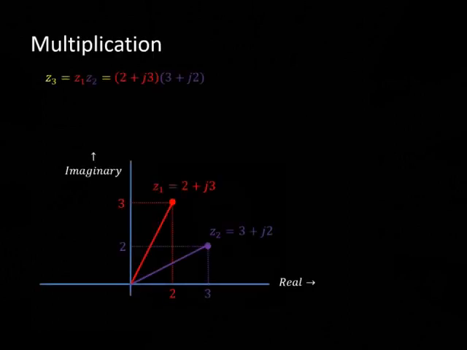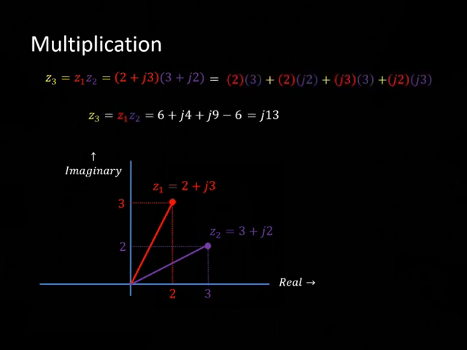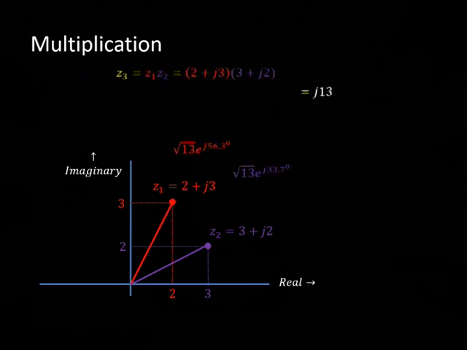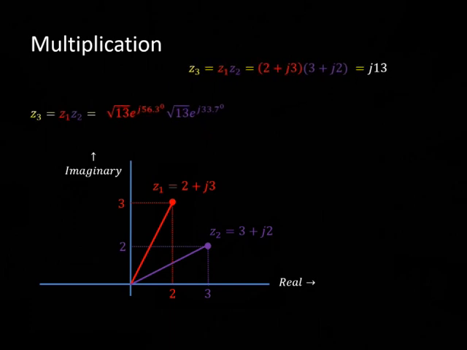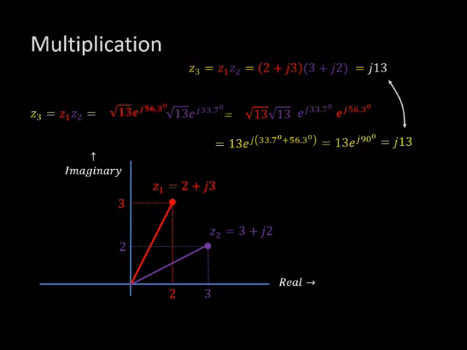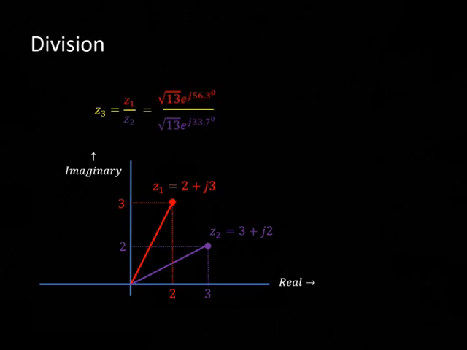Multiplication of complex numbers can be done in the rectangular form. Note that j squared is equal to -1, and we can also perform the multiplication in polar form where the magnitudes multiply and the phases add. Note that we obtain the same result as before. Here is the division, also performed in polar form, and note how the phases subtract in this case.